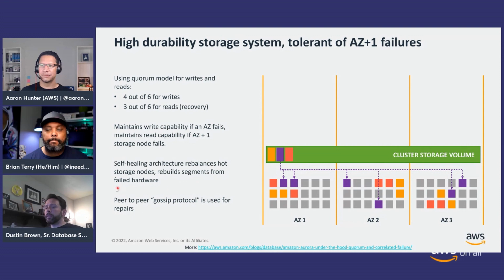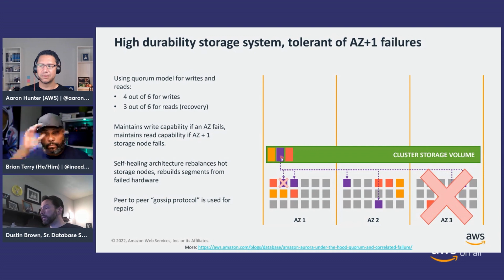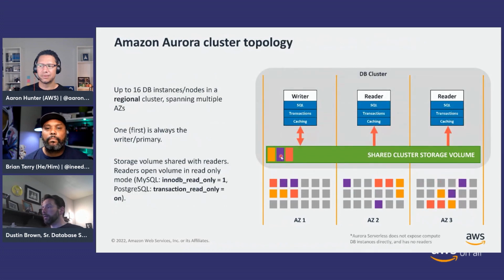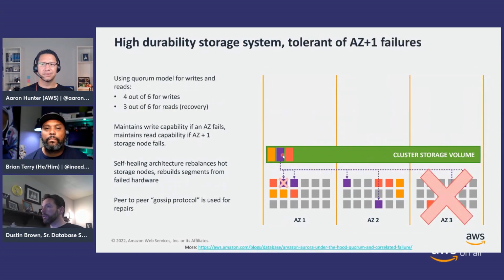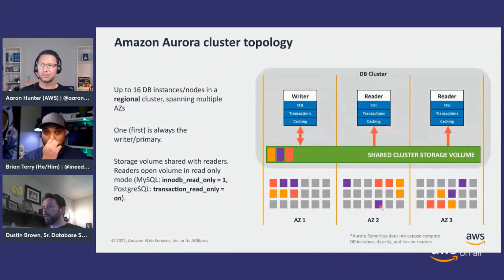One of the great things about this is that it's a self-healing architecture, and it rebalances hot storage nodes, rebuilds segments from failed hardware, and it uses a peer-to-peer gossip protocol, and is used for repairs. And so let's say your availability zone 3 goes down, and this part of the database storage goes down. It allows for the other two availability zones to take over because the data is already actually copied there.